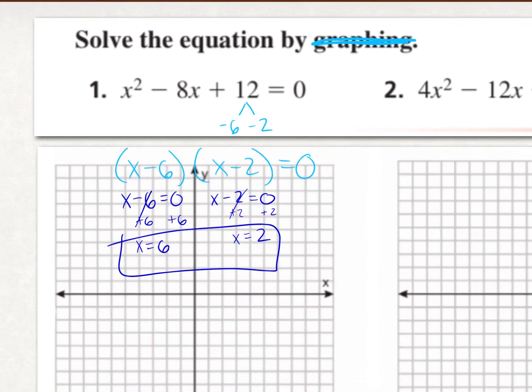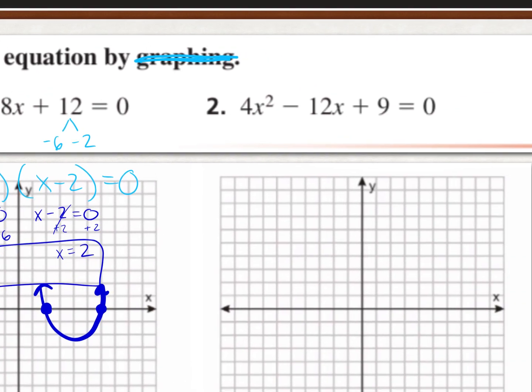If I were to graph it, I would have a point at 2, so I cross the x-axis at 2 and at 6. And then I would just draw my parabola through it, so something like that. But again, we're just focusing on solving. We don't have to graph yet.